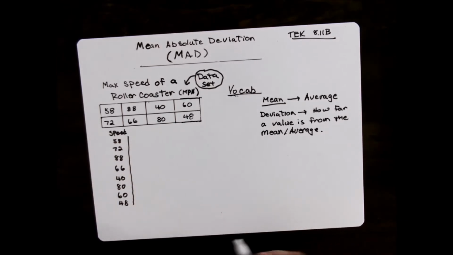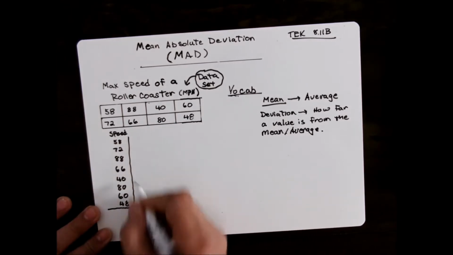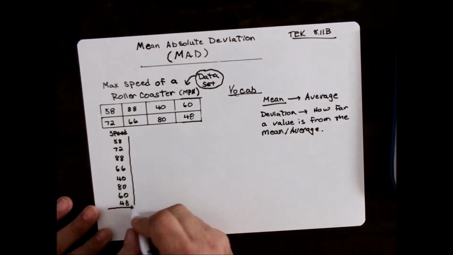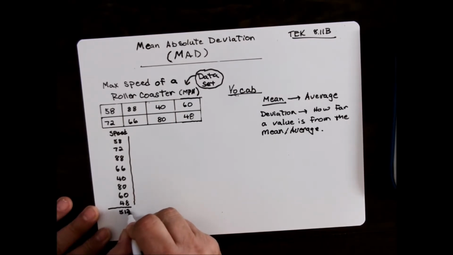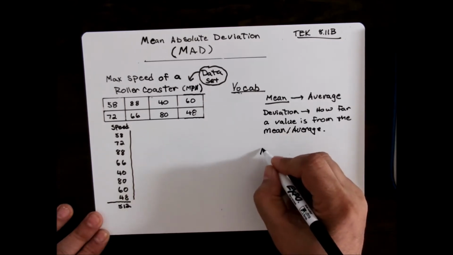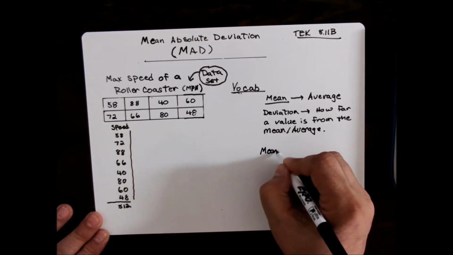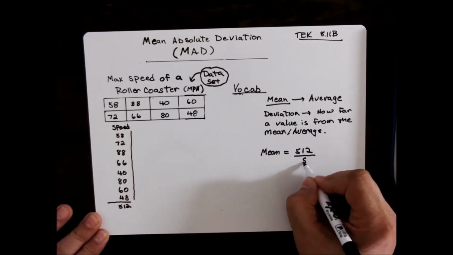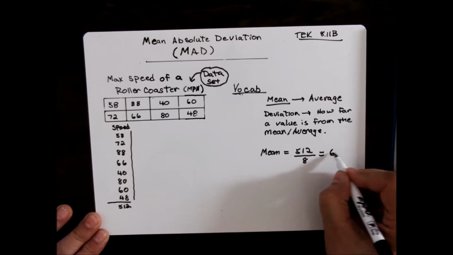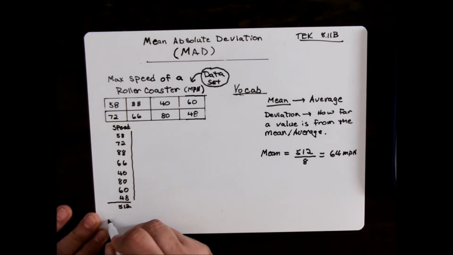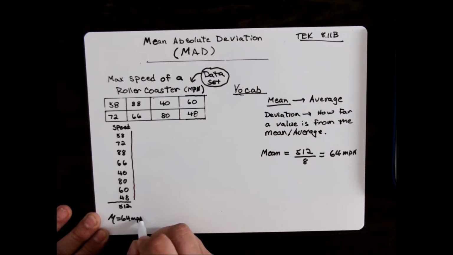Okay. I'm going to find the average of that. So I'm going to add all these up, and I use my calculator to do so. When I calculate these on my calculator, I get 512. And so my mean is equal to 512 divided by 8 roller coasters, which is equal to 64 miles per hour. Mean equals 64 miles per hour.